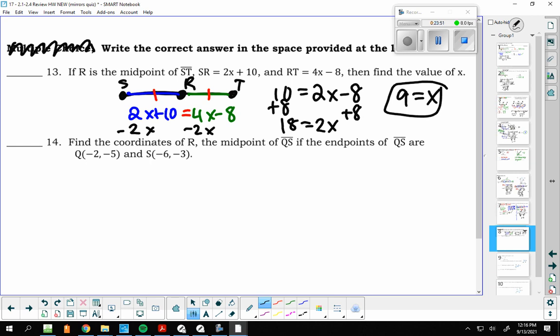Find the coordinates of R, which is the midpoint of QS. So they gave me the two endpoints, and they want me to find the coordinates of the midpoint. So midpoint, we want to find the middle. So we add them together and divide by 2. So negative 2 plus a negative 6 divided by 2. What's negative 2 plus negative 6?